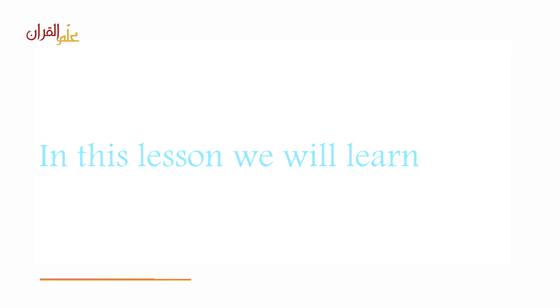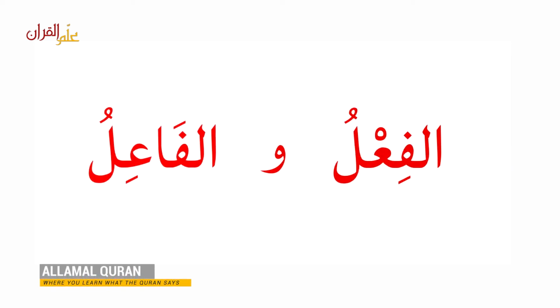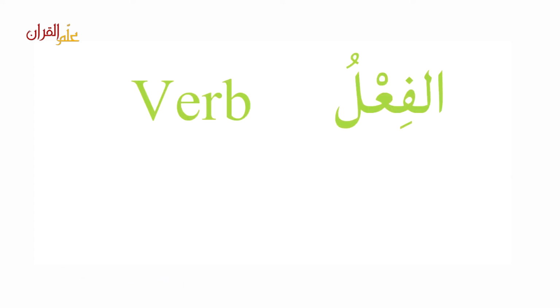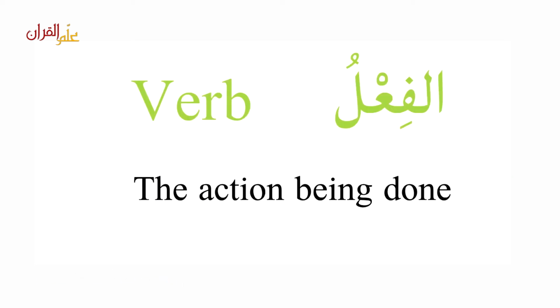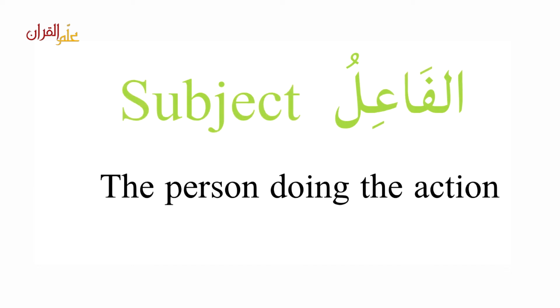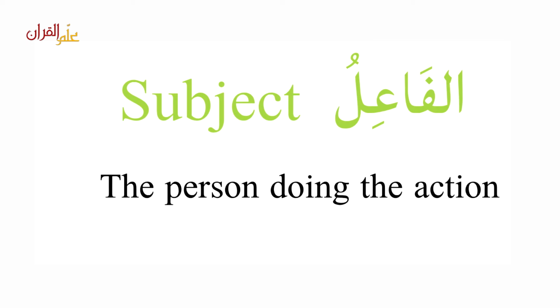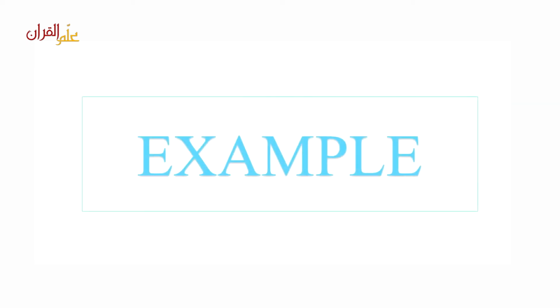In this lesson, we will learn fi'l and fa'il. So fi'l is the verb, the action being done. And fa'il is the subject, the person doing the action. So remember, the fi'l is the verb, the action being done, and the fa'il is the subject, the person doing the action. So let's see some examples.